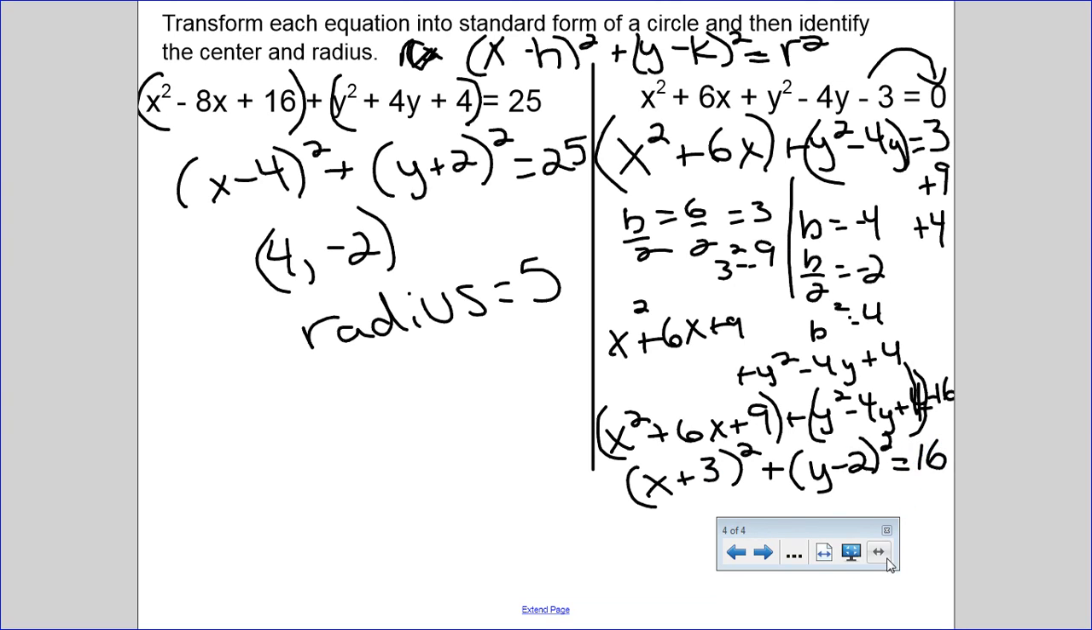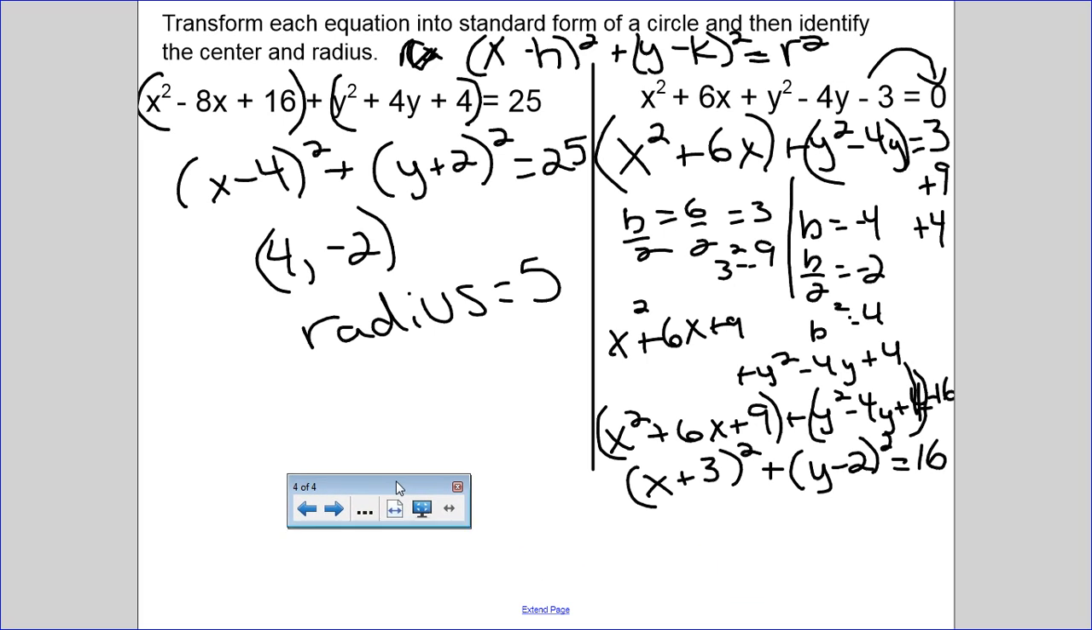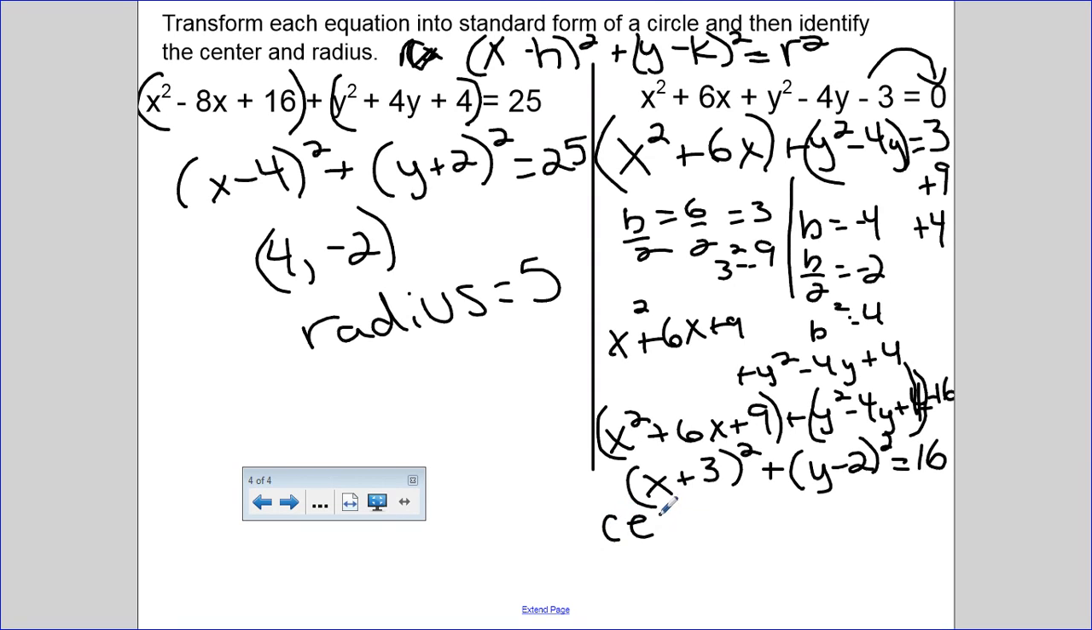Okay, let's see if I can move this out of the way. Here we go. So what does that tell me? That tells me that my center is at negative 3, 2. And my radius is the square root of 16, 4. Okay, so this one was a little more work, but remember, if you don't see any perfect squares in there, that means you can complete the square. You can make anything one of our special products by completing the square.